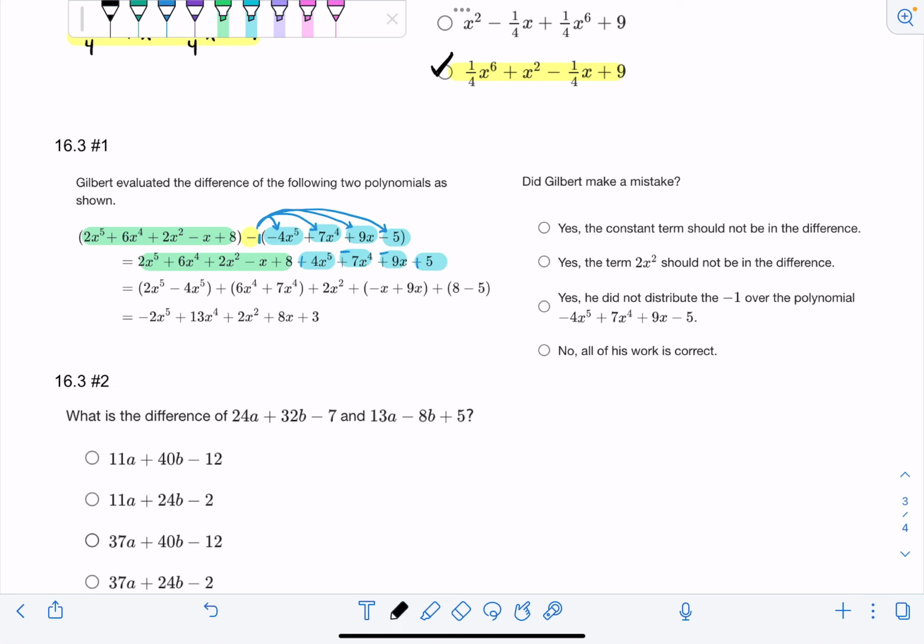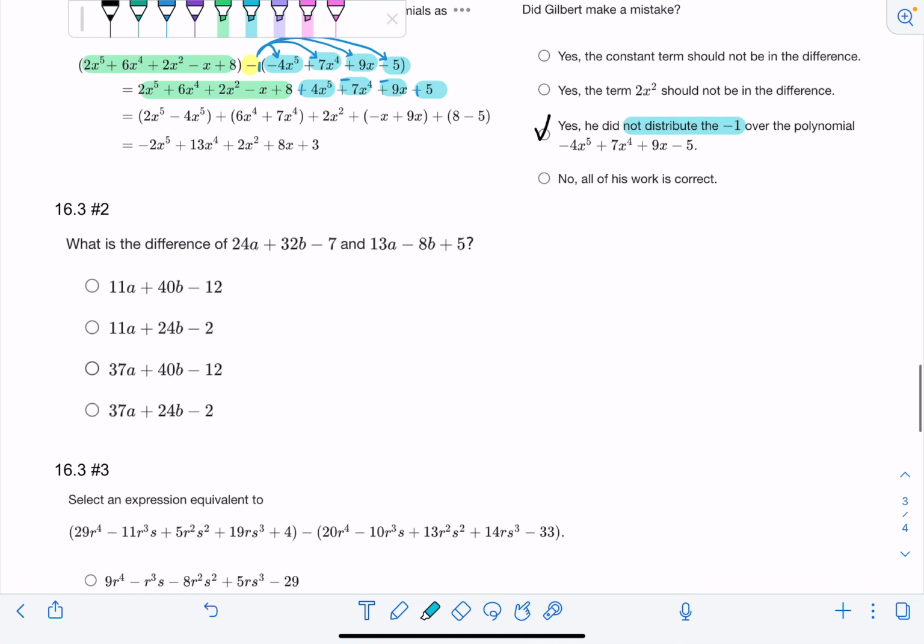So for that answer, it's the third one. It says, yes, he did not distribute the -1 over the polynomial -4x to the 5th plus 7x to the 4th plus 9x minus 5, the thing that was in the second parentheses.